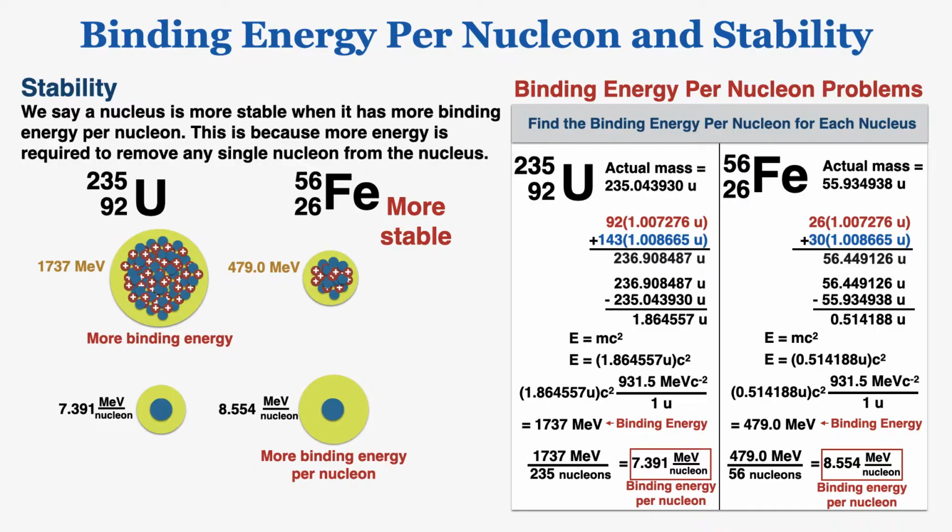Because stability does not just depend on the total binding energy, it depends on what share of that binding energy each individual nucleon has. Each individual nucleon of iron requires more energy to remove it from the nucleus, so therefore iron is more stable than uranium. It's less likely for nucleons to be removed.